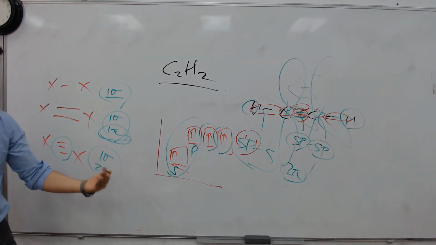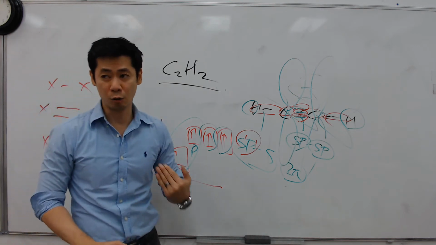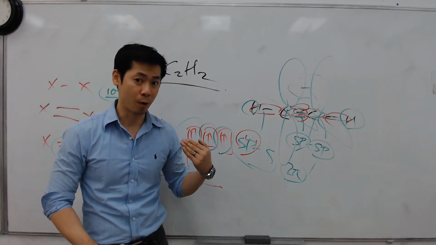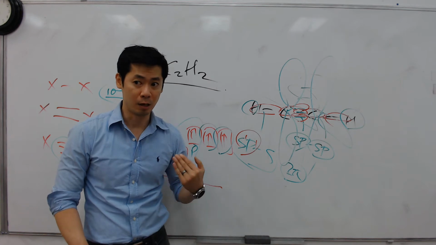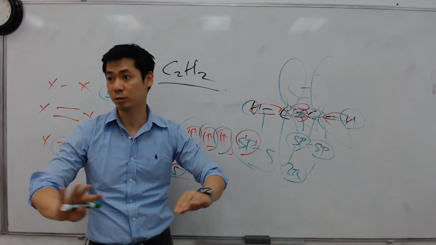They're not going to ask you to draw it. They're not going to ask you to define this. They're going to ask you, where did it come from? Your answer is unhybridized p orbitals overlapping. That's your answer, okay?